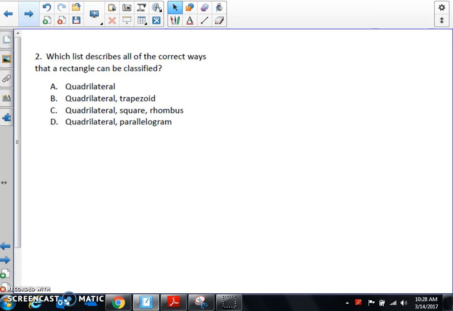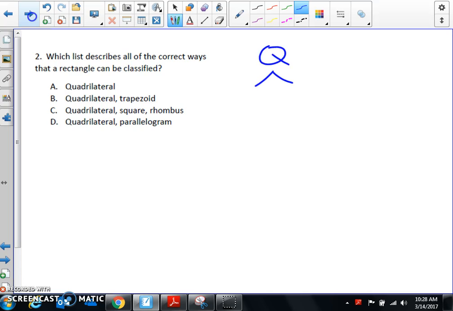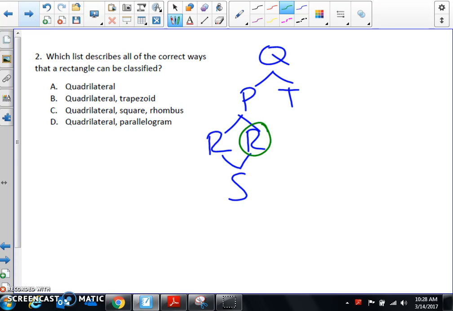Which list describes all the correct ways that a rectangle can be classified? You should immediately draw your tree. So it doesn't matter which one's rectangle and rhombus, remember. So let's just pretend like this one's rectangle, and then you go up the tree. So rectangle, parallelogram, and quadrilateral. So it would be all of the correct ways. It would be D. So it's also a parallelogram and it's also a quadrilateral.